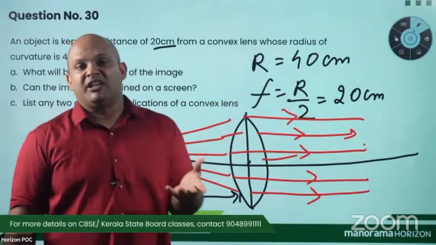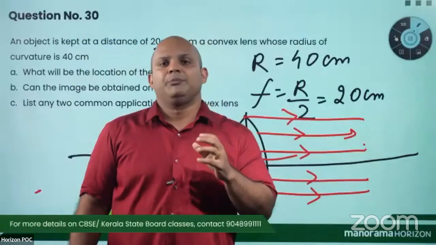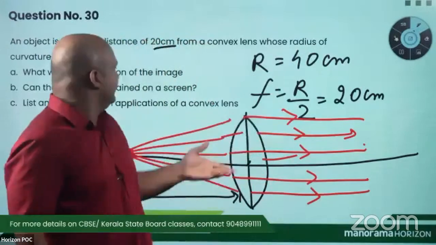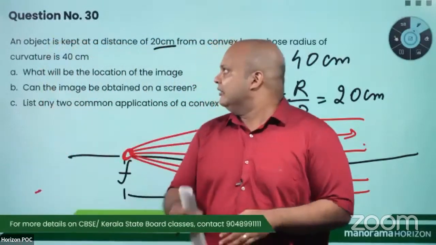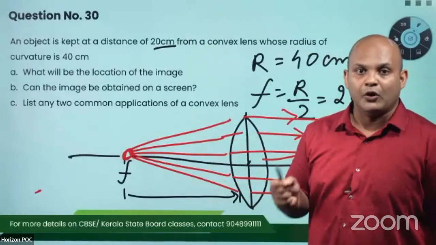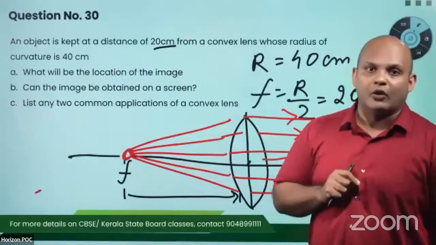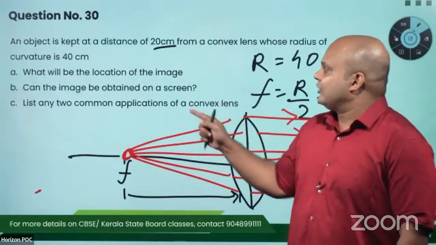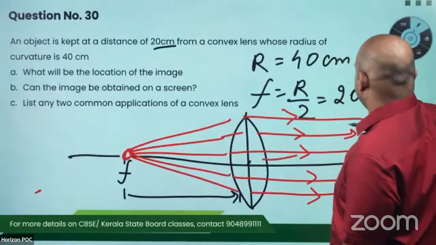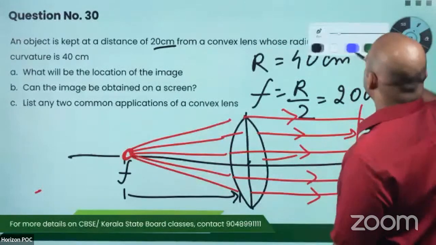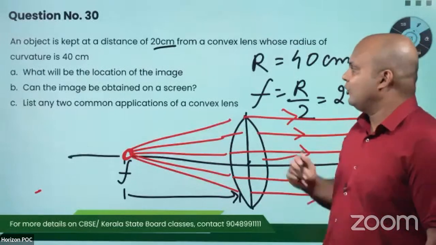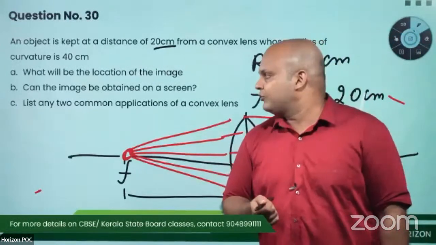We know that the definition for an image is the imaginary or real point where the rays are meeting after reflection or refraction. So in this case, the question is, what will be the location of the image? For this particular case, the location will be infinity because the object is being placed at the focus of this lens. The next question, can the image be obtained on a screen? Yes, if you place a physical screen here, you will get an image on the screen. So this will be a real image. It is obtainable on a screen.